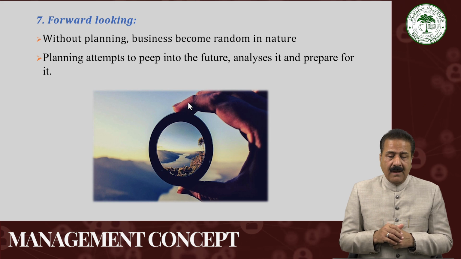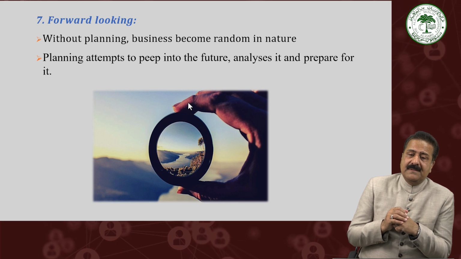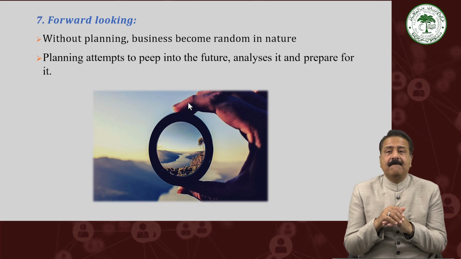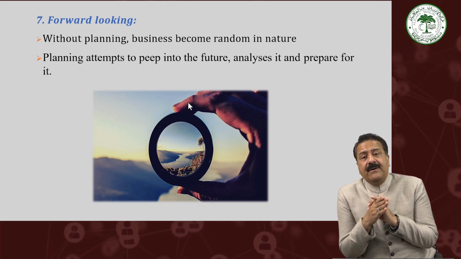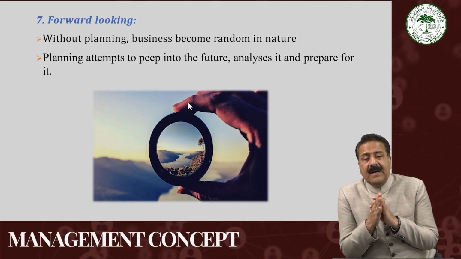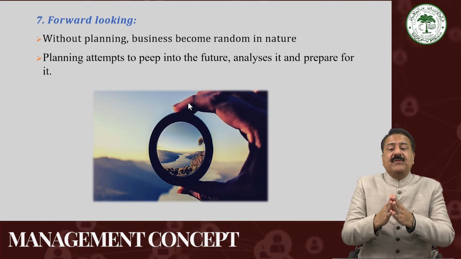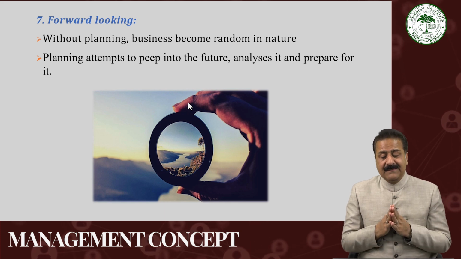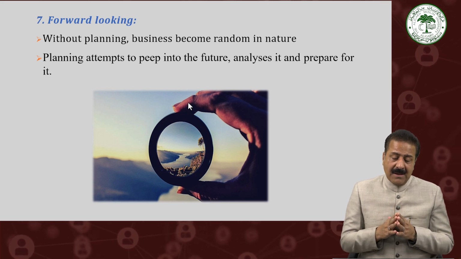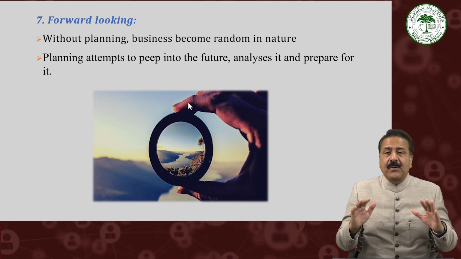And also, students, one thing again I tell you, that is the planning is a process which is concerned with future. Planning is done because of one reason, that future is unpredictable. Future is not seen. Planning attempts to peep into the future, analyzes it, and prepares for it. Students, one thing you should understand here, finally, about the planning is that without planning, business becomes random in nature. So that's why we call it as forward-looking activity.